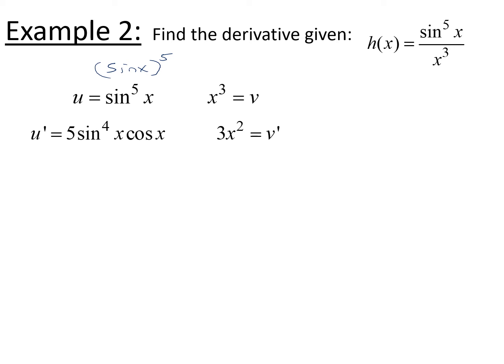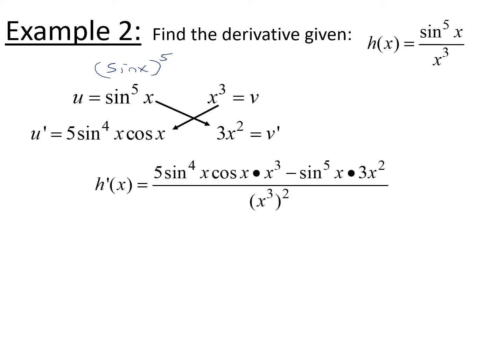So now we have to take the derivative of the top function times the bottom, and then subtract it from the bottom function times the derivative of the bottom function times the top. So it's going to look something like this. So 5 sine to the fourth x times cosine x times the v function. So we have our u and our v.